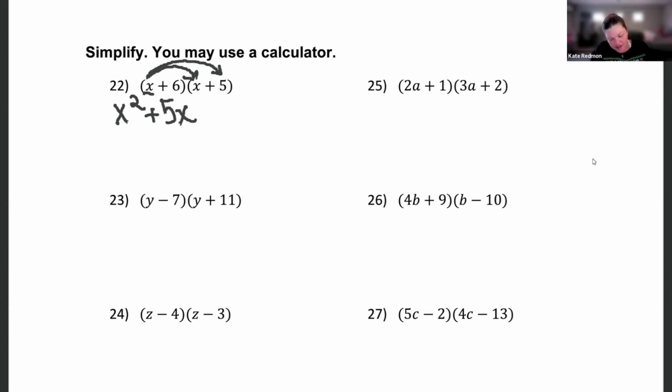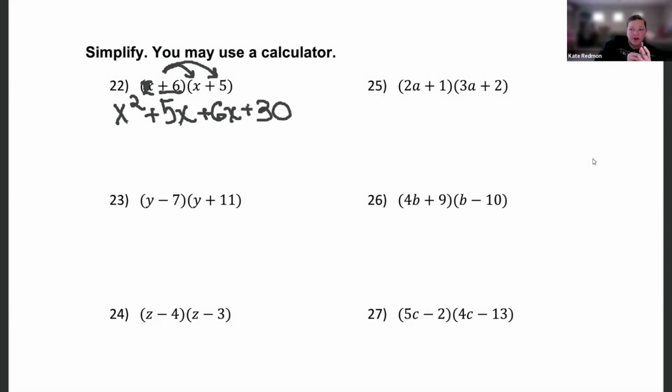Now I finished passing out the first term in the first grouping, and now I'll pick up the next term, positive 6. I read the sign with it. That's a positive 6. Positive 6 times x is positive 6x. And positive 6 times positive 5 is positive 30.